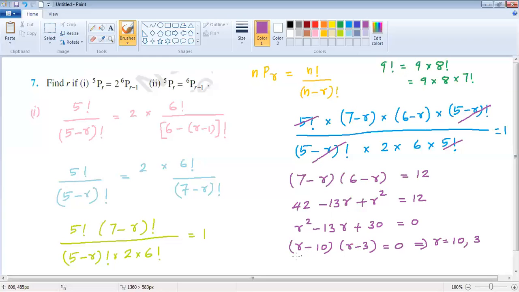But we know that in nPr, r should lie between 0 and n. So here the maximum is 5PR and 6PR minus 1. So r should be less than or equal to 5 in this particular situation, because 5PR is there. So r should be less than or equal to 5. That means r cannot be 10. That implies the value of r is equal to 3. So that's it.